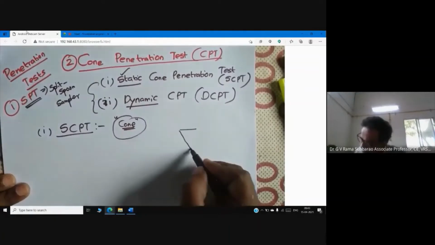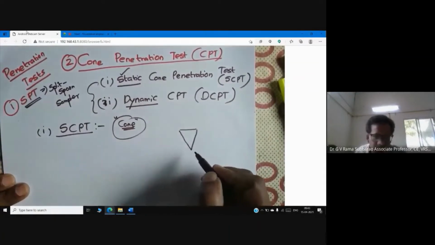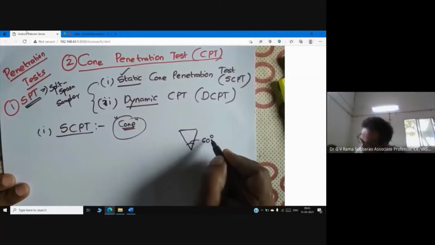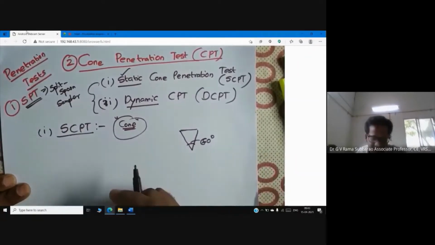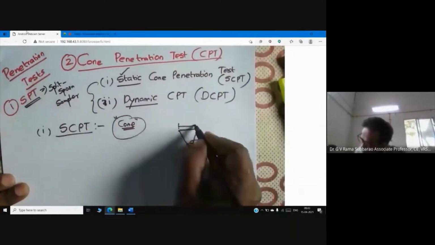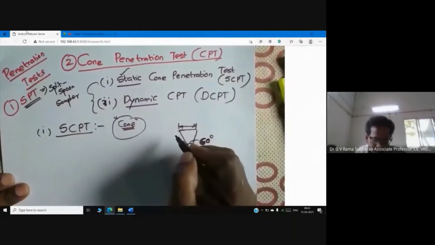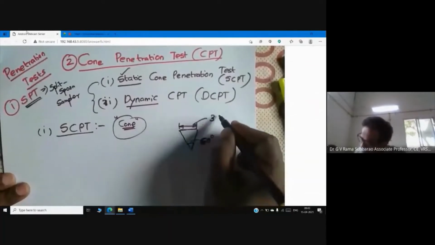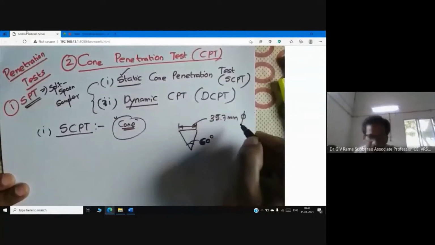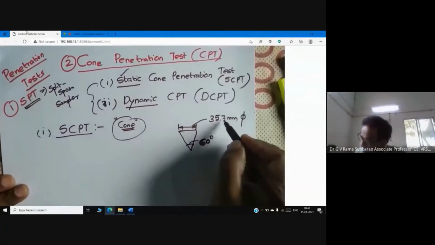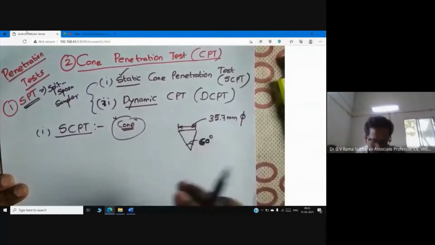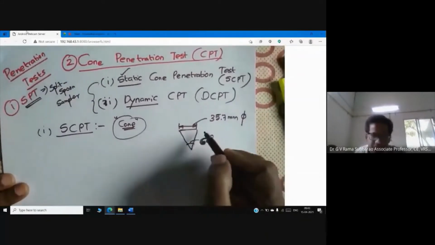This is the shape of the cone. This apex angle is 60 degrees. And let me tell you, the diameter of the cone is 35.7 mm. If you are not ready to remember this figure, you can remember 36 mm. Okay. So please keep these points in your mind.